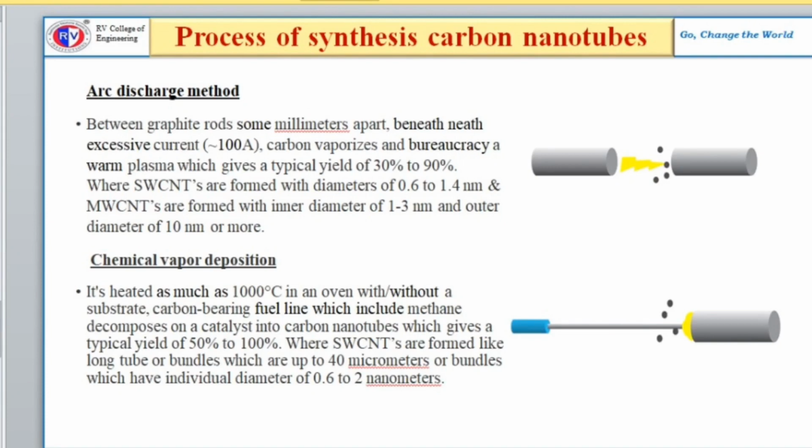So the first method we can use is the arc discharge method. It is a method for the synthesis of carbon nanotubes where a direct current arc voltage is applied across two graphite electrodes immersed in an inert gas such as helium. Between graphite rods some millimeters apart, excessive current is passed, where carbon vaporizes and forms a hot plasma, which gives a typical yield of 30 to 90%, where single wall carbon nanotubes are formed with a diameter of 0.6 to 1.4 nanometers.